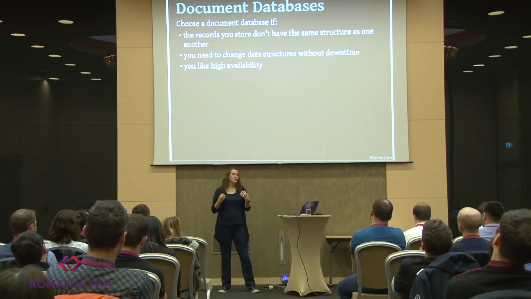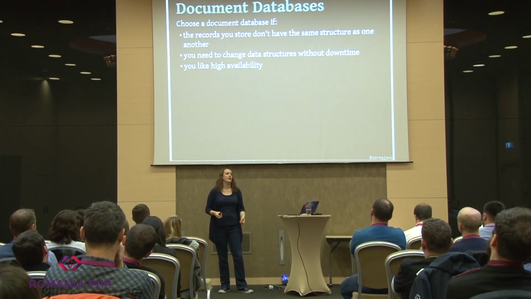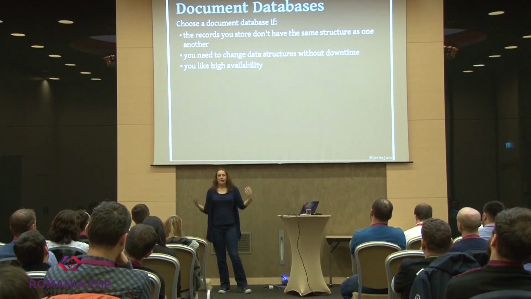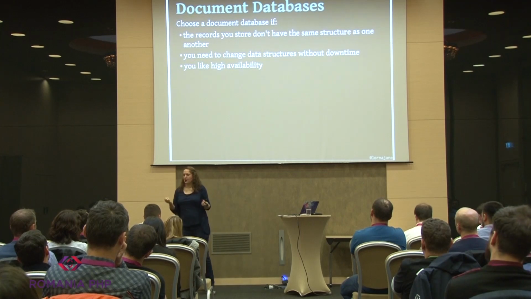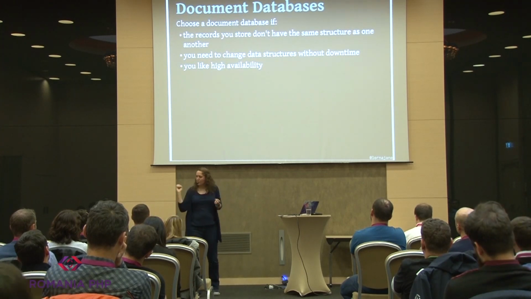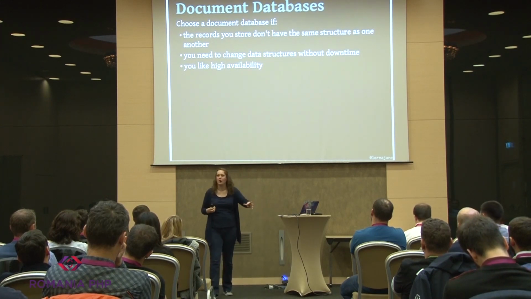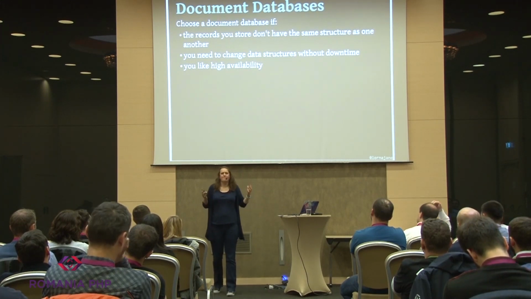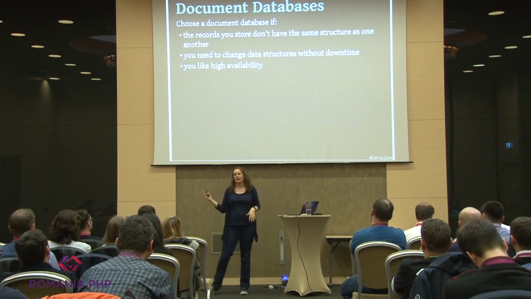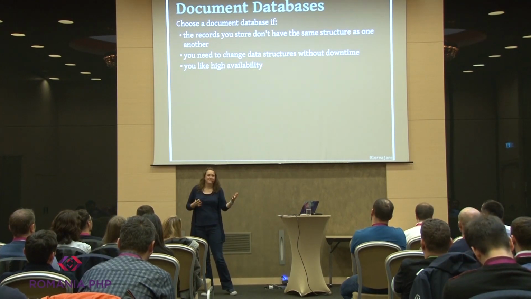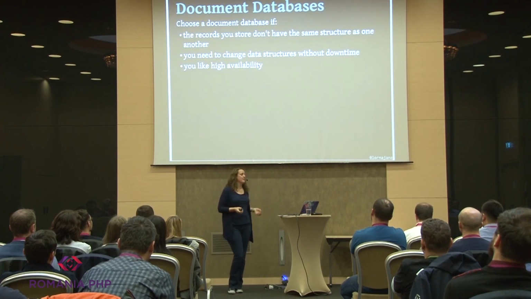So if you need documents that look really different from each other, if you're working with e-commerce and you have a product database, but some things come in sizes and some things come in milliwatt hours and some things come in amps and some things come in horsepower, then it's really hard to put all those things in the same database. Magento uses the EAV pattern. It's probably the best way to solve it in a relational database. The document databases are designed for this.